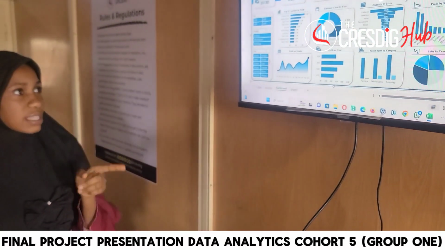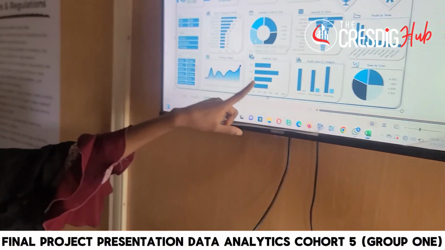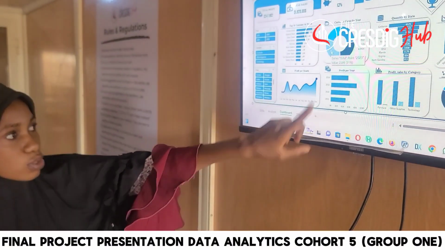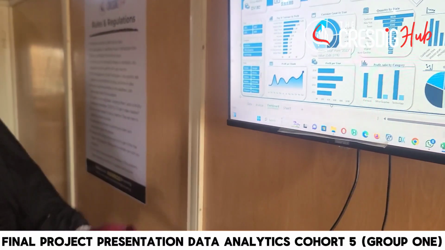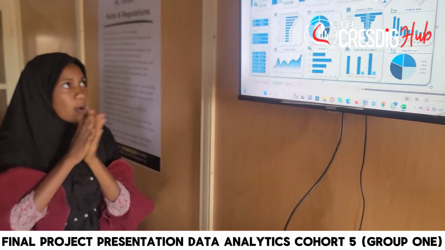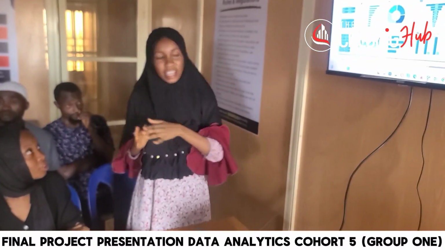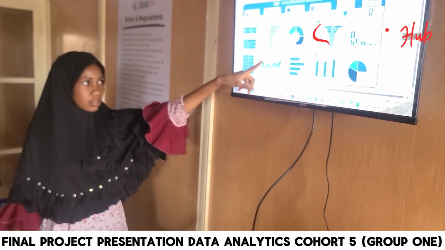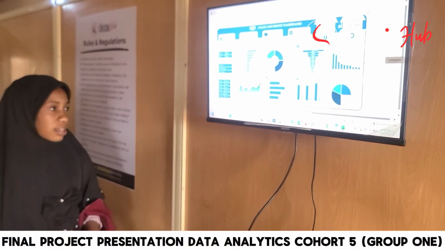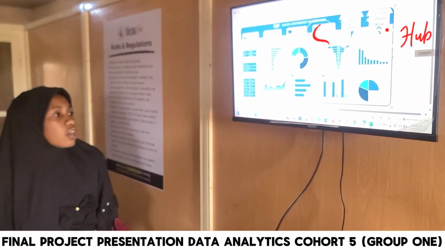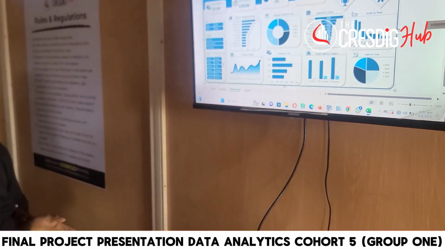Also, for quantity by state, we can see that California has the highest quantity. For profit by state, it is California also. And for profit per month, December has the highest profit. So this means that for December, the festive period, we have the highest profit. And for profit per year, 2023 has the highest profit.